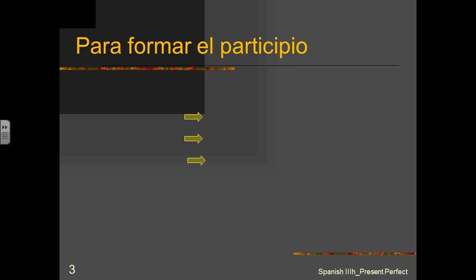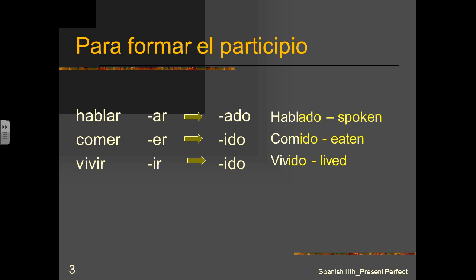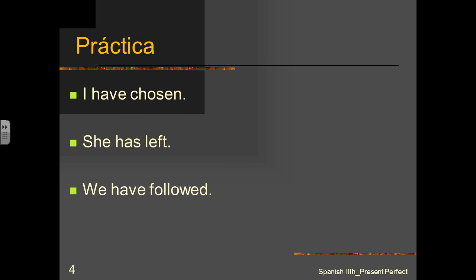Okay, para formar el participio, hablar, quitas la AR y añades ado. Comer, quitas la terminación y añades ido. Vivir, quitas la terminación y añades ido. Entonces, para los verbos que acaban con AR es ado y los otros verbos ido. Por ejemplo, hablar es hablado, comer, comido, vivir, vivido. Spoken, eaten, lived. Ok, vamos a formar una frase ahora.